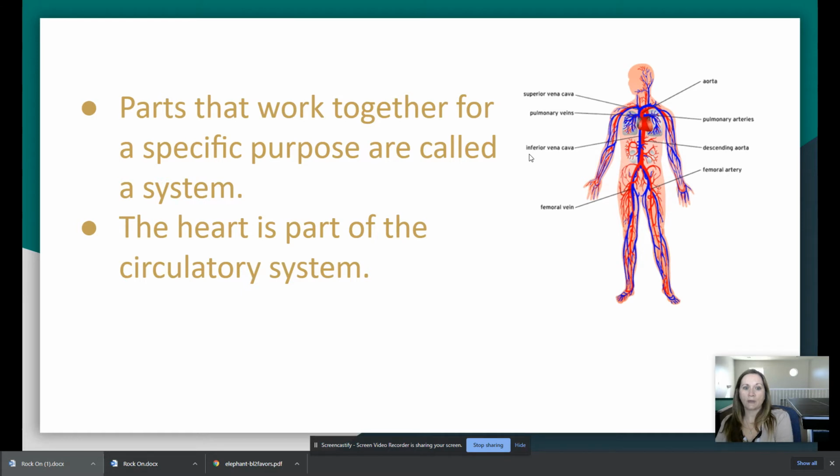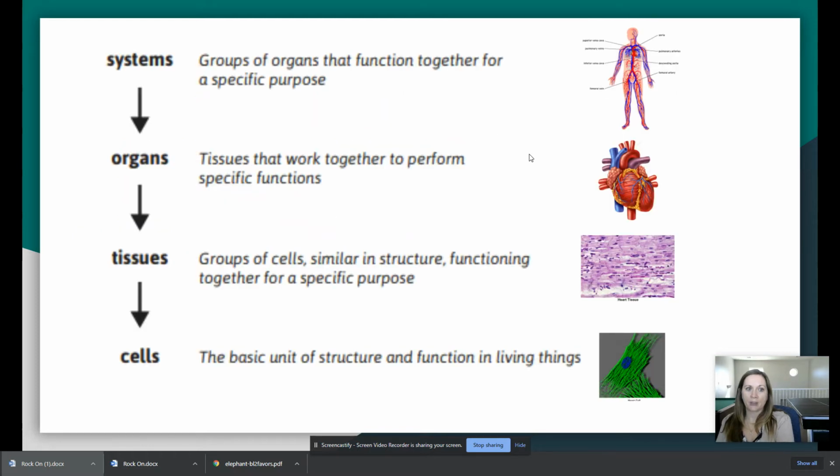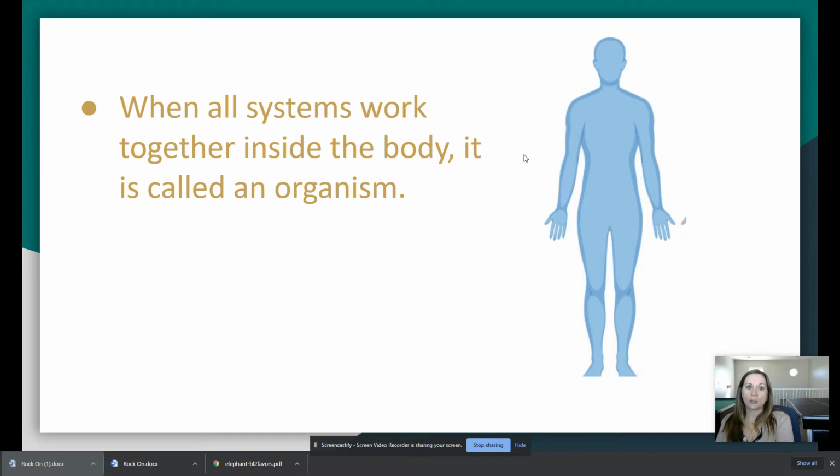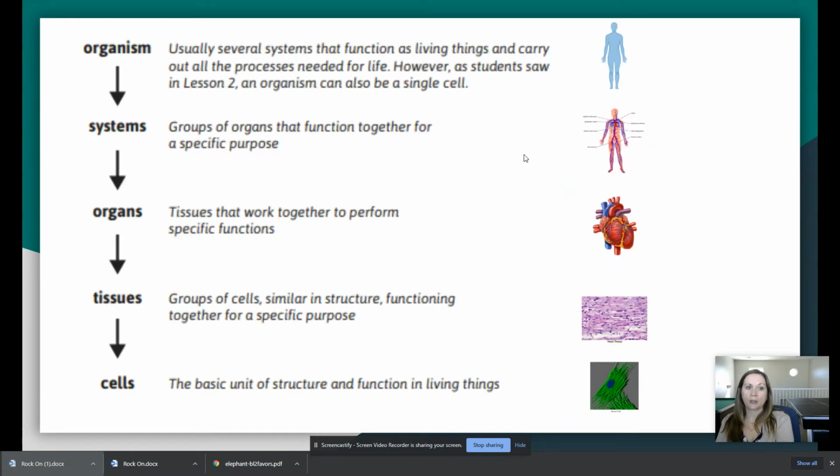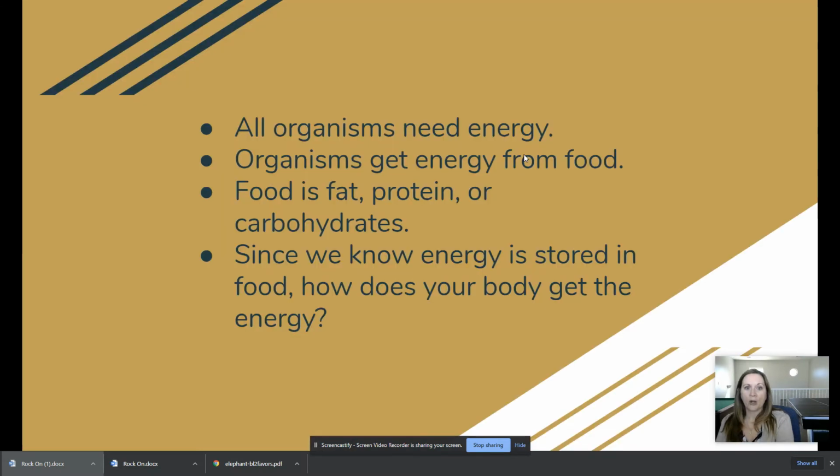Parts that work together for a specific purpose are called a system. The heart is part of the circulatory system. So it goes, systems are made up of organs, organs are made up of tissues, and tissues are made up of cells. And when all the systems work together inside the body, it is called an organism. So organisms are made up of systems, systems are made up of organs, organs are made of tissues, and tissues are made of cells. All organisms need energy.